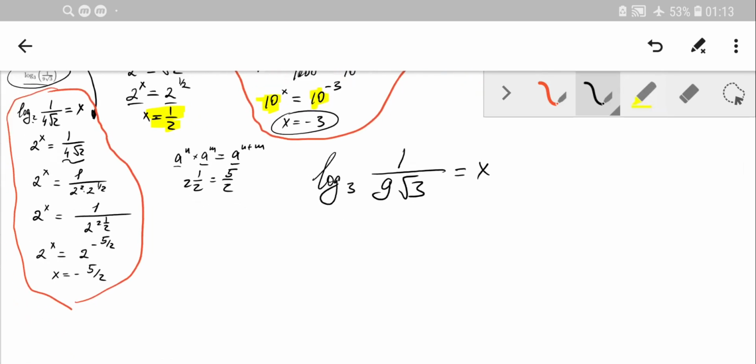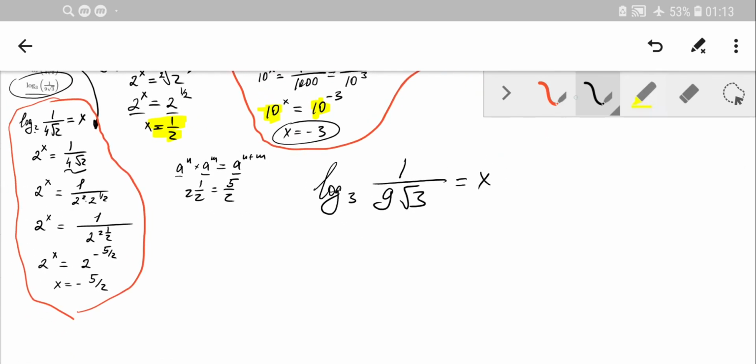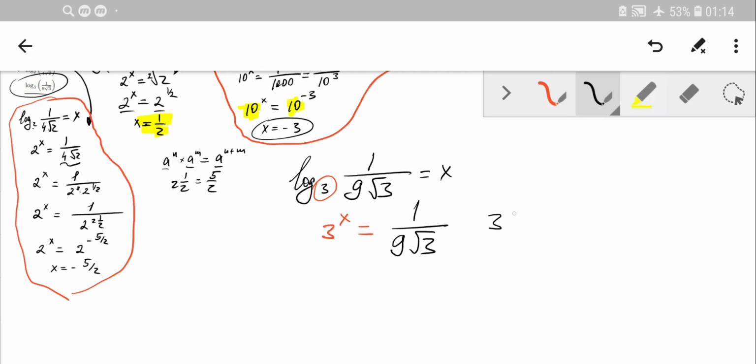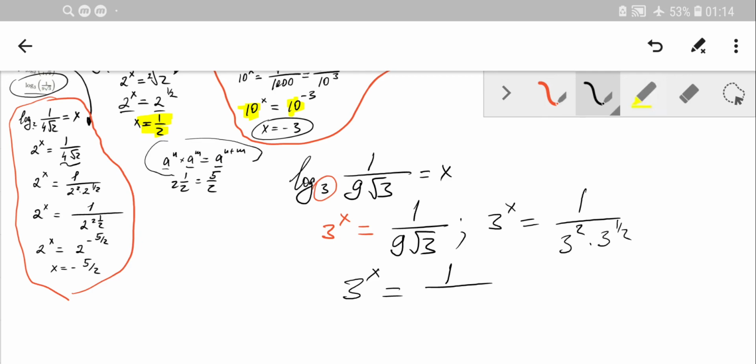We just mark it as x, and simply what we're going to do again is take the base raised to the power of x, and that's how we get 1 over 9 square root of 3. So on top of that, we can say that 3 to the power of x is simply 1 over 9, which is 3 squared, and square root of 3 is 3 to the 1 over 2. Then, using that property that allows us to combine all the powers, 3 to the power 2 and 1 over 2.